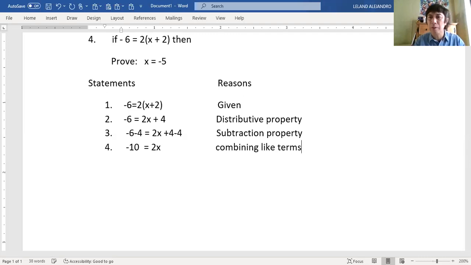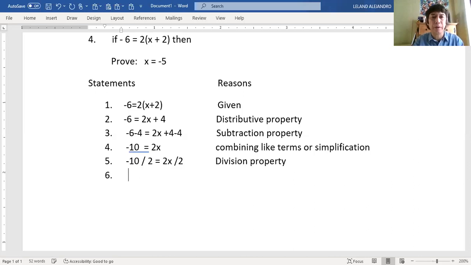Or you can call this simplification. There. And then the next statement we can use is, of course, divide by 2. So we have negative 10, we shall divide by 2, both sides of the equation. And this we call division property. There. And this results to negative 5 equals x by way of simplification.